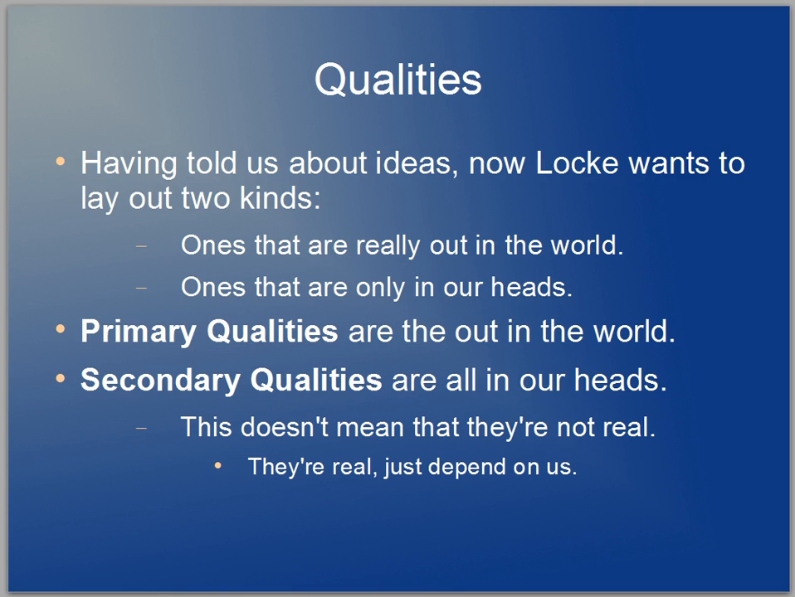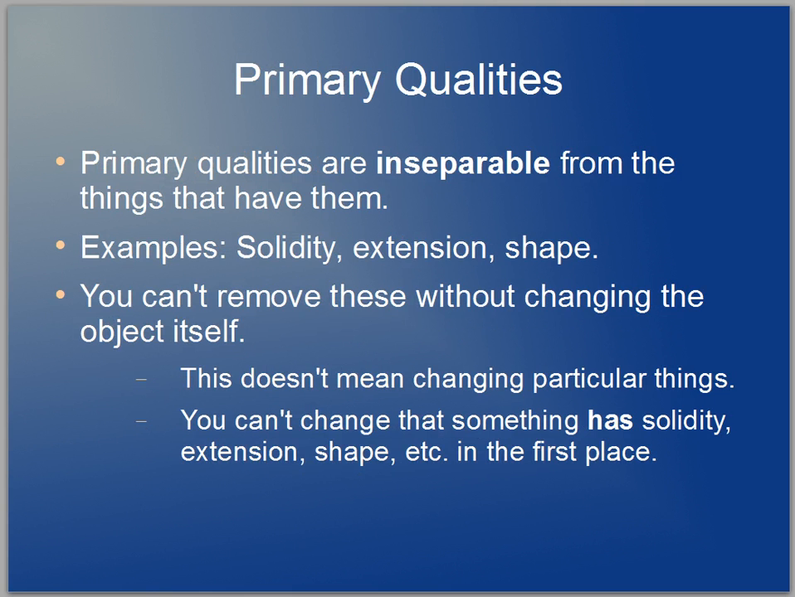And when he says all in our heads, he doesn't mean sort of made up, he doesn't mean not real. He still wants to say that secondary qualities are real things, real qualities that things have. It's just that they depend on us. Let's talk about primary qualities first. These are the easier ones to figure out.